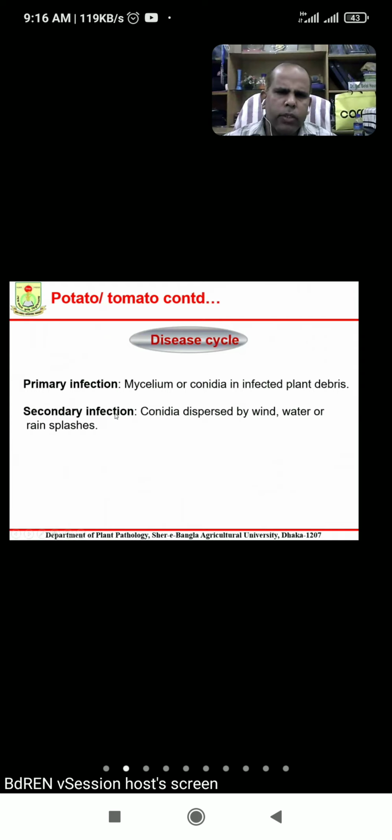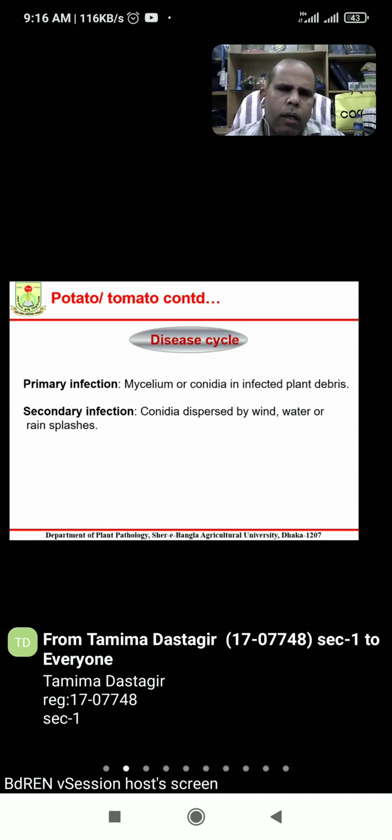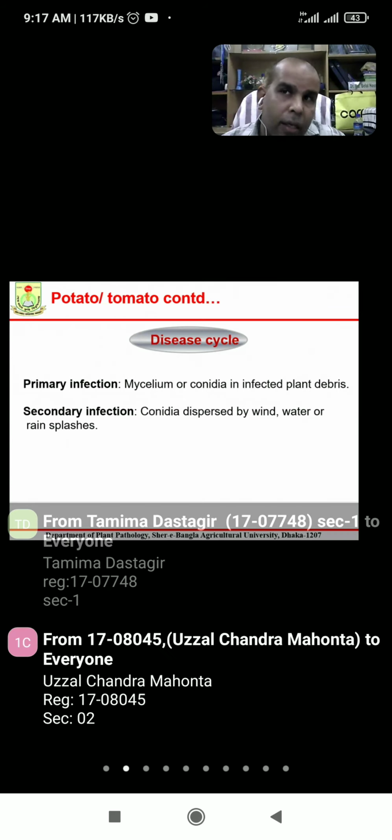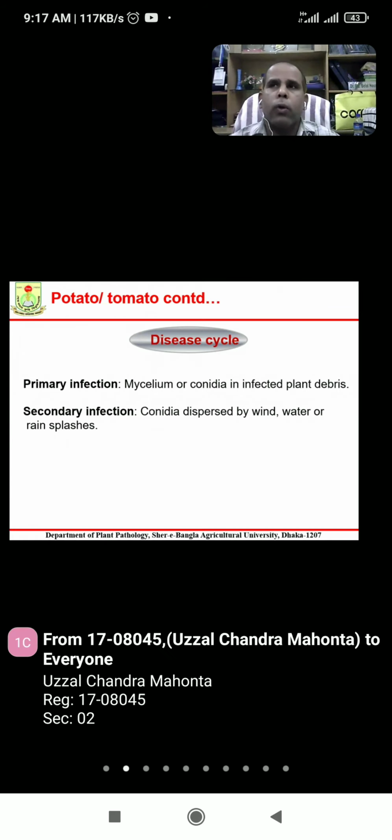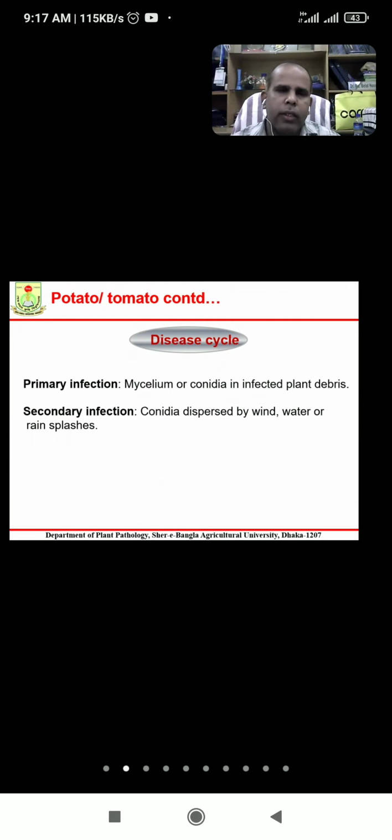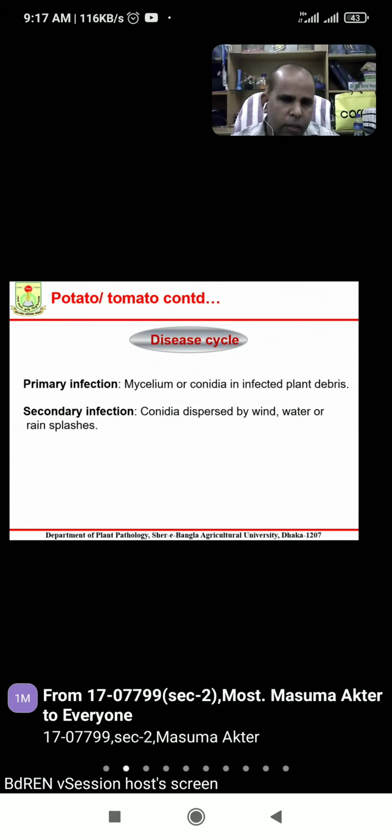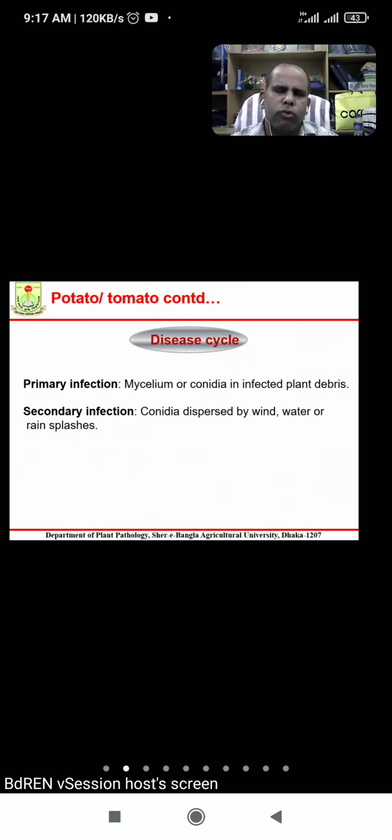And for secondary infection, again, you can see here the conidia is the secondary source of infection. That means after infection, it produces the mycelium, and from the mycelium the conidiophore is produced, and the conidiophore produces the conidia. Ultimately this conidia is the secondary source of infection, and it can be dispersed by wounds, water, and rain splashes as well. But in yesterday's class we discussed the zoospore of Phytophthora that usually spreads through swimming or rain splashing. The conidia of Alternaria basically spread out, or are dispersed, through the wind.